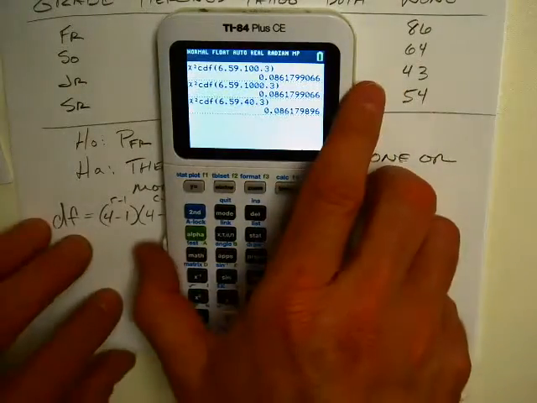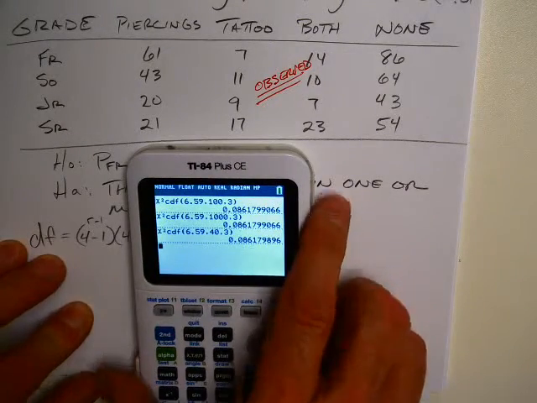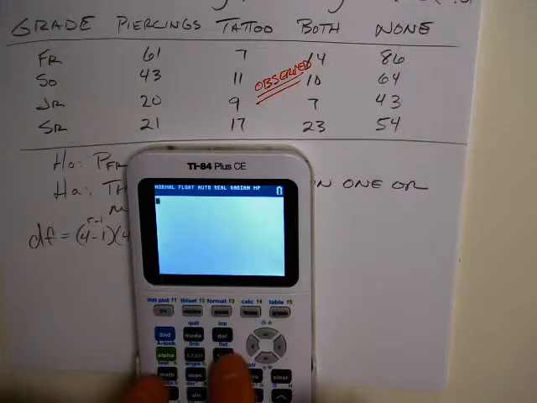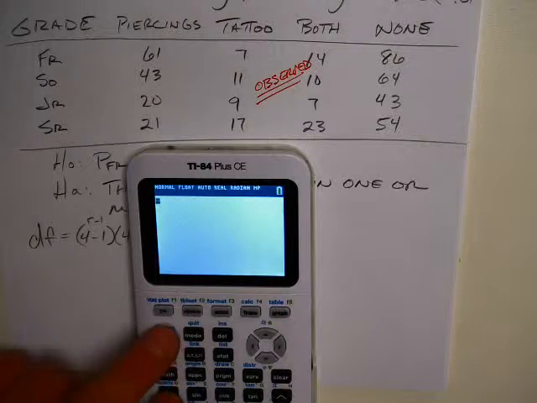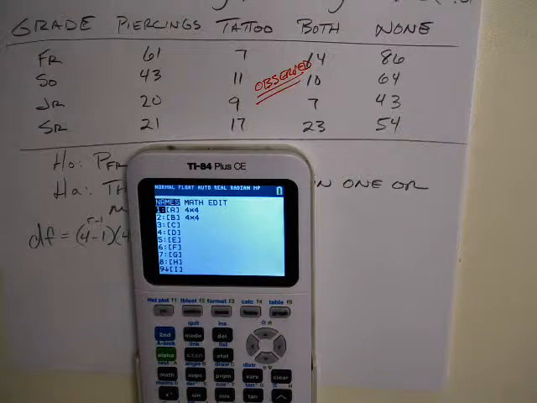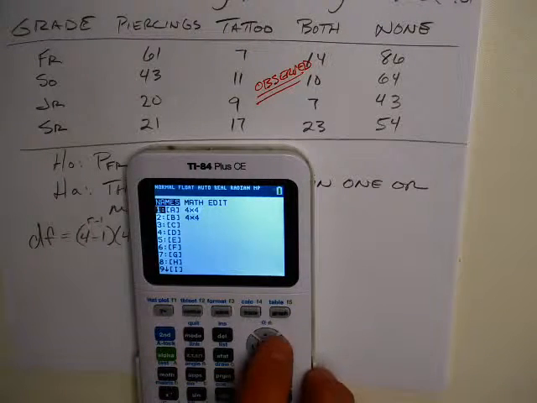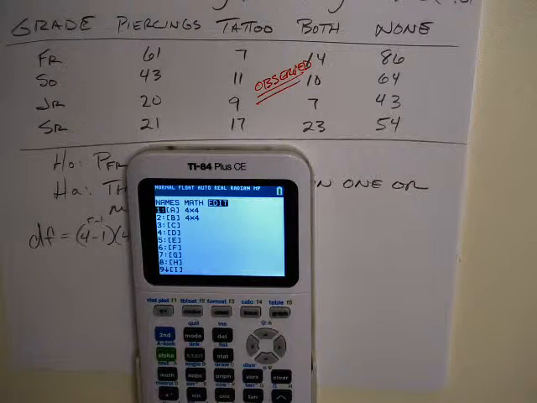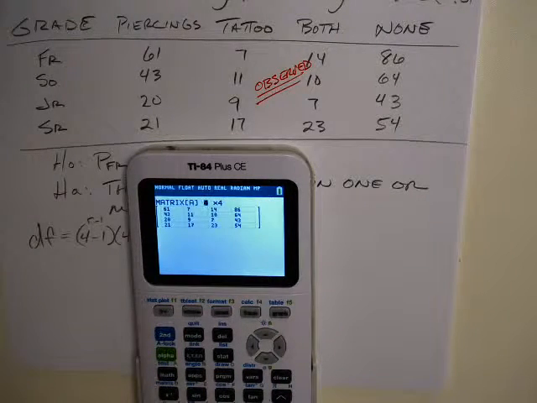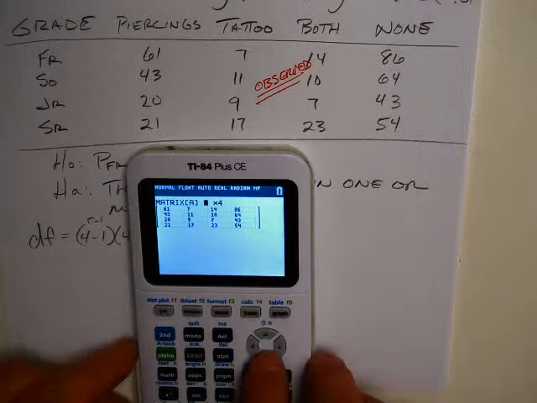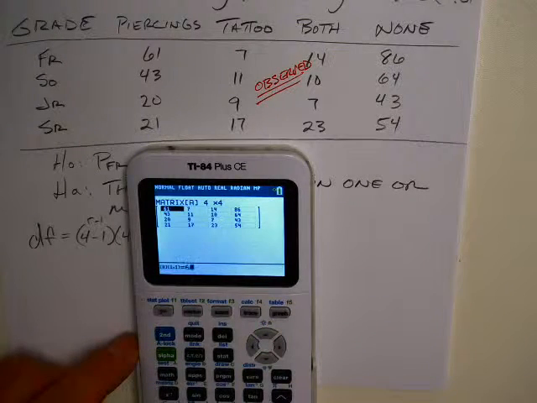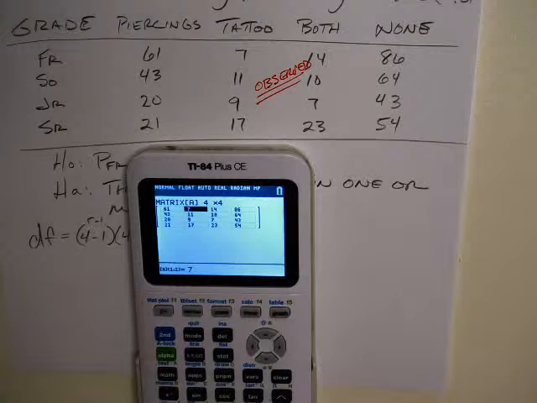Let's do our input here. So here's what we're going to do. You want to go to matrix. So that's second and the key right below math, the inverse. You want to go over to edit. We'll edit A. This does need to be a 4 by 4. It looks like, I'll double check it, but it looks like I've got my numbers in here already. If you don't, that's okay. You just type over what's there. So 61, and it goes by rows.